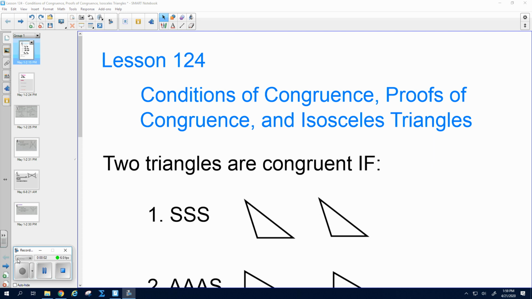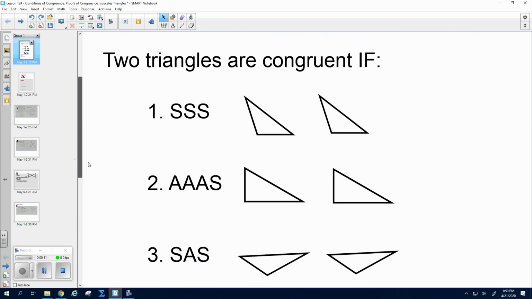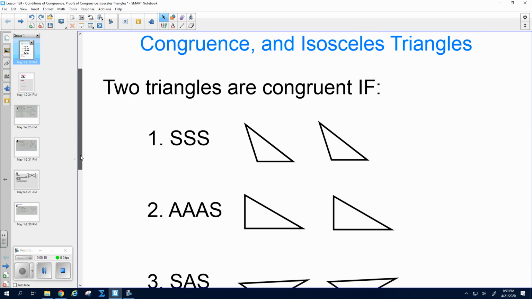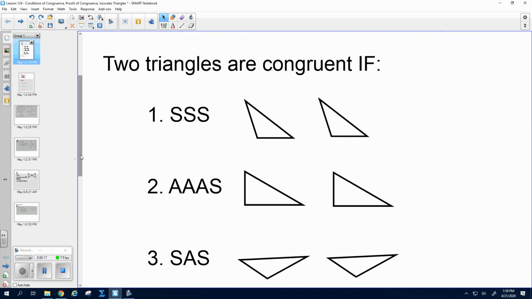All right, you guys, lesson 124, conditions of congruence, proofs of congruence, and isosceles triangles. So the first thing that you want to write down are the 4 ways that we're going to learn we can prove that 2 triangles are congruent. So congruent means exact same size and shape, okay?